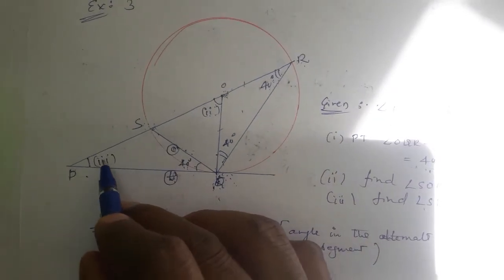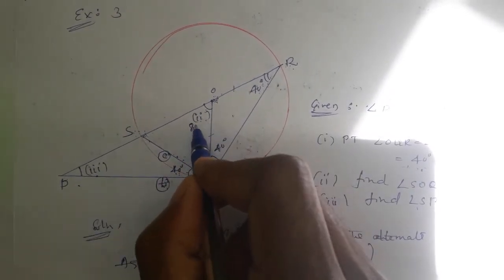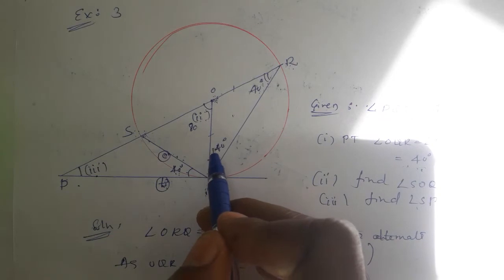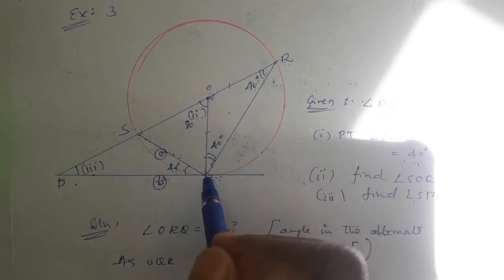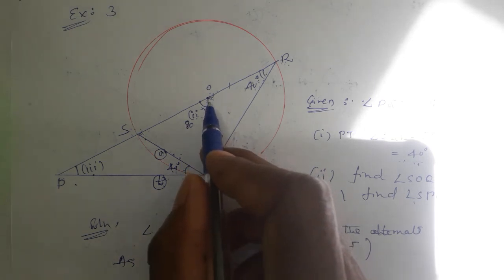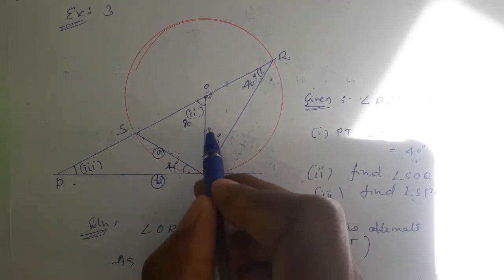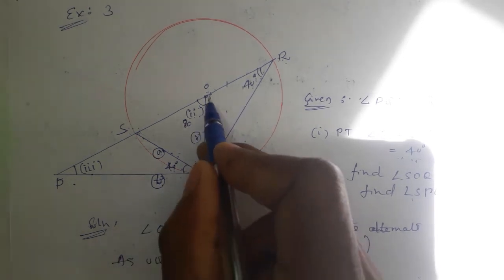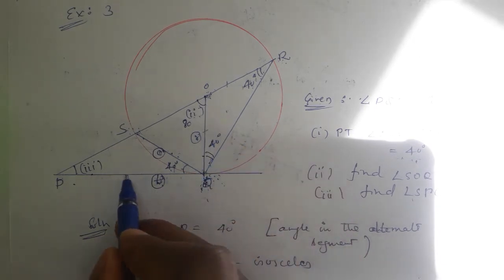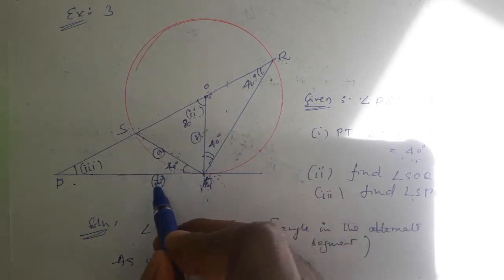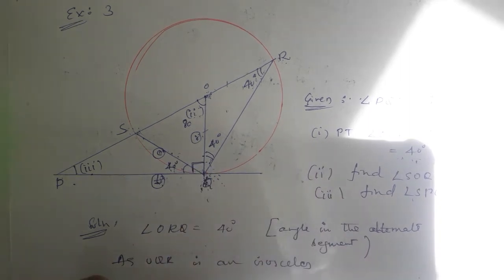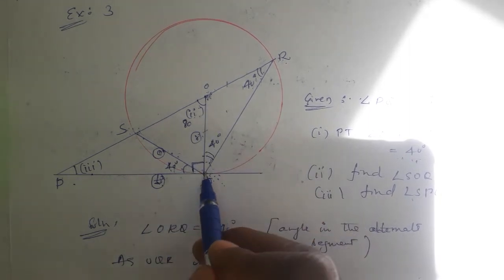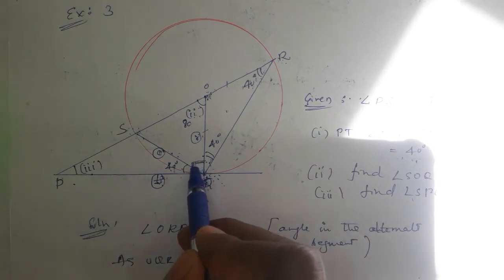How to get this one? So here what you got? 80 degrees, that you mention here. Once it is 80 degrees, we know that this is the radius and this is the tangent. You know that between radius and tangent the angle will be 90 degrees. Correct, now students? OQ is the radius, this is the tangent. This is 90 degrees.